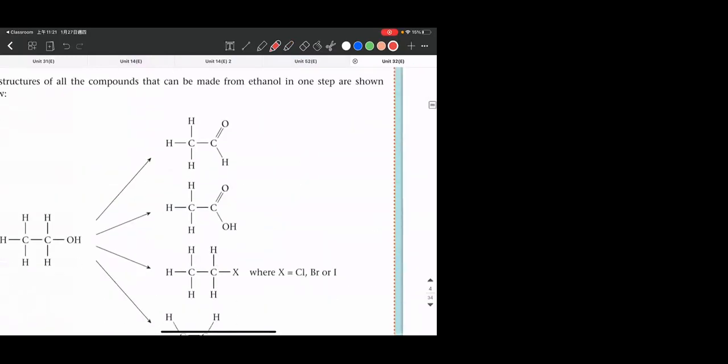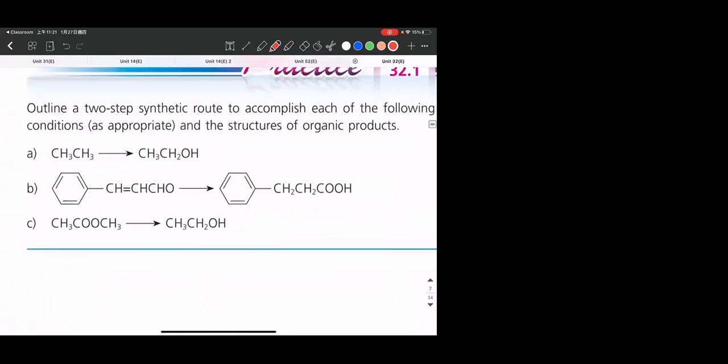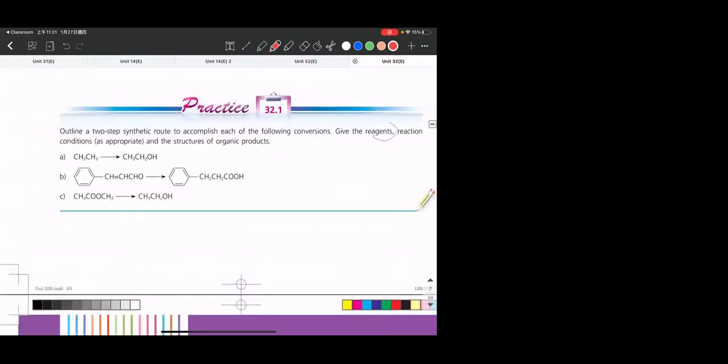Can you think of the two-step synthetic routes to accomplish each of the following conversions? When you write, you write down the equations, reagents, reaction conditions, and the structure of the organic product. Now remember, that arrow, is it an equation? No. It's just a synthetic route, so no need to balance, because it's not an equation, it's just a route. The core part, the main character to be considered, is the organic compound. Is that clear? How about A, B, and C? Now I'll give you some time to do this. A.